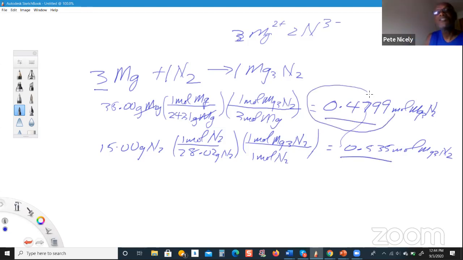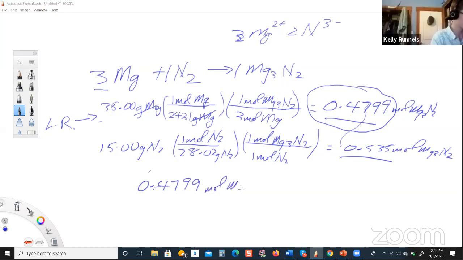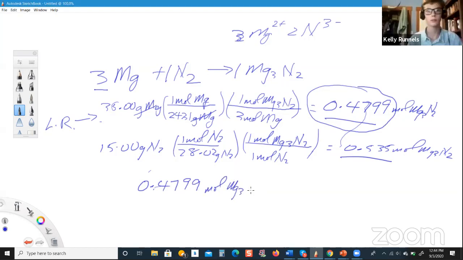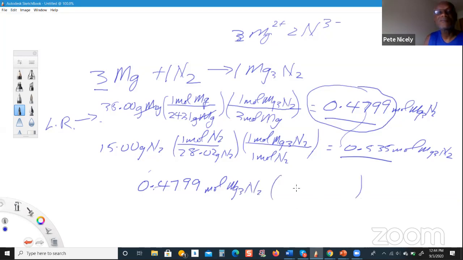This one is lower, which means that the magnesium in this case is the limiting reactant, all right? So to answer the question, because the question is asking for the mass of magnesium nitride you'd expect to get, we simply convert that to moles. So 0.4799 moles of Mg3N2 multiplied by 1 mole of Mg3N2 down here. And up here, we need a molar mass of magnesium nitride.